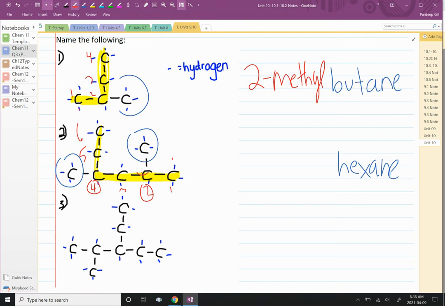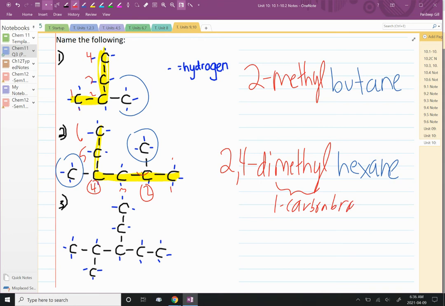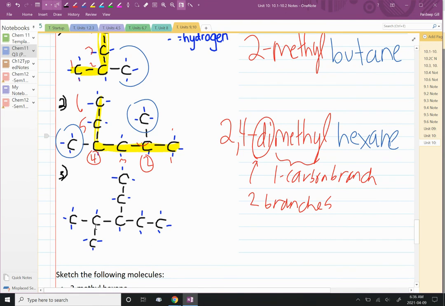And they're all one carbon groups, and they're coming off of 2 different carbons. So one is coming off of carbon 2, one is coming off of carbon 4, and I have 2 of them, so I'm going to call it di and then methyl. The methyl is because it's a 1 carbon branch. And this di is because I have 2 branches of the same thing. Okay, so that's why I use the di. All right, let's look at the next one here.